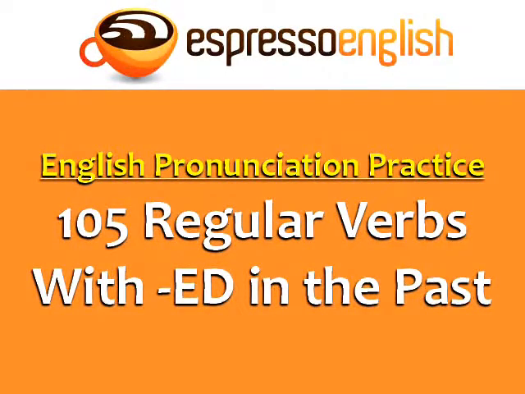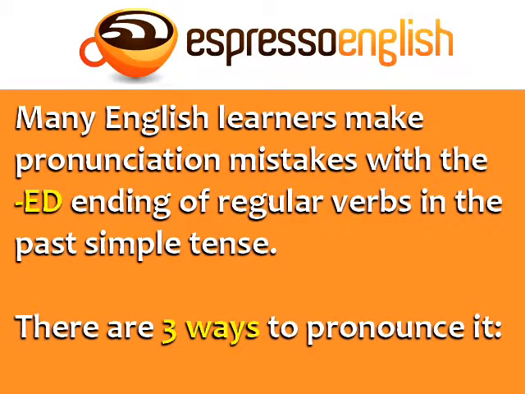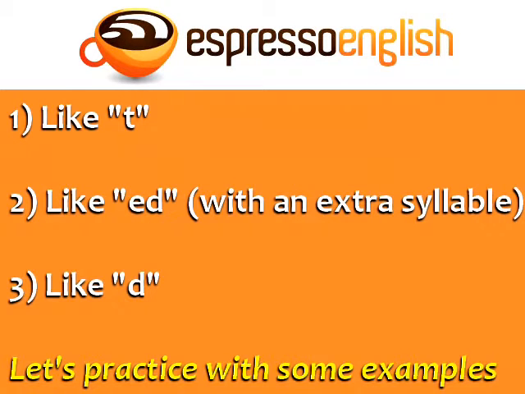English Pronunciation Practice 105: Regular Verbs with ED in the Past. Many English learners make pronunciation mistakes with the ed ending of regular verbs in the past simple tense. There are 3 ways to pronounce ed in English: like T, like ed with an extra syllable, and like D. Let's practice with some examples.